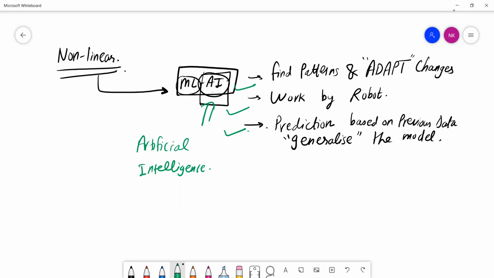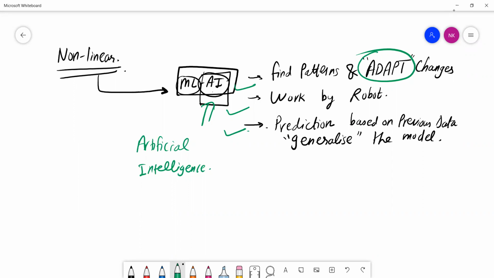Now we are capable of molding ourselves according to the changes that we are seeing. We are capable of adapting to the changes. We are capable of working on our own intelligence. We are capable of taking decisions. We are capable of looking into the data, looking into the analysis part, and taking the decisions.